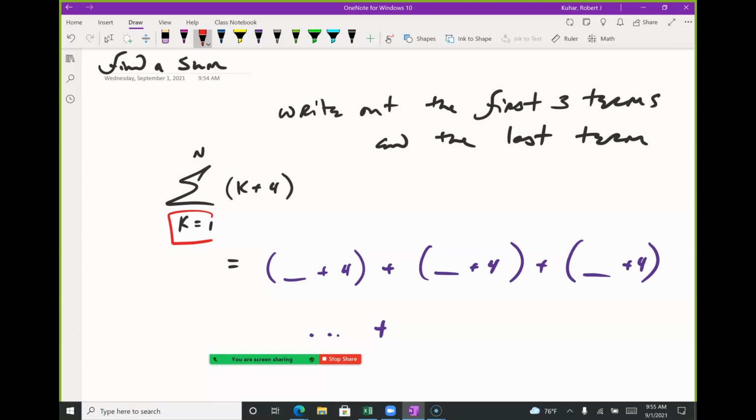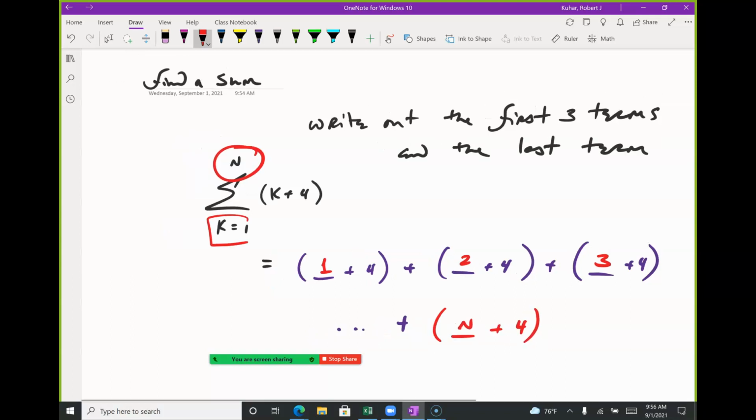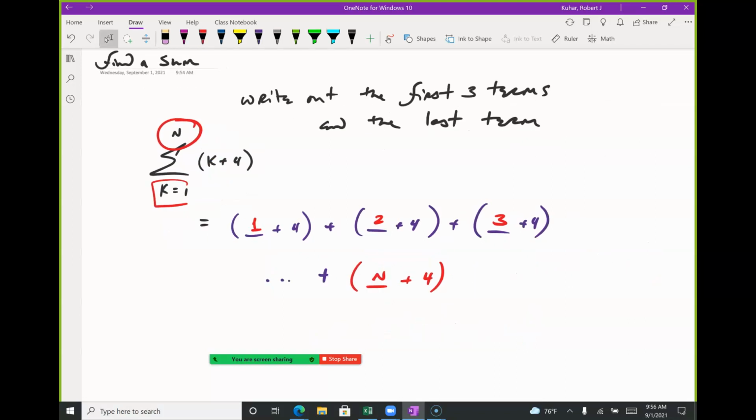That's why I usually use i, because it's the index, the subscript, the first term, the second term. But they'll use any letter. So I'm putting in a 1 here, and then the index changes. So what's the first term? What's the next term? Well, I'm going to put a 2 in for k. And what's the next term? A 3 in for k. What's the last term I'm going to put in? That's up here. N. Yes, so n plus 4.